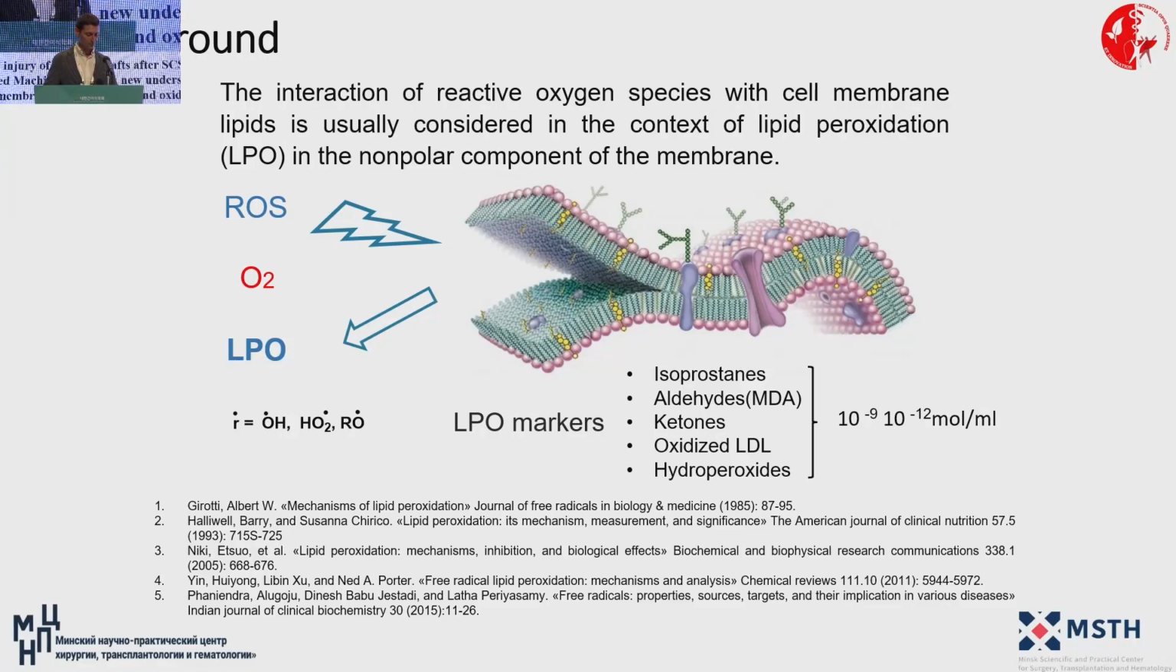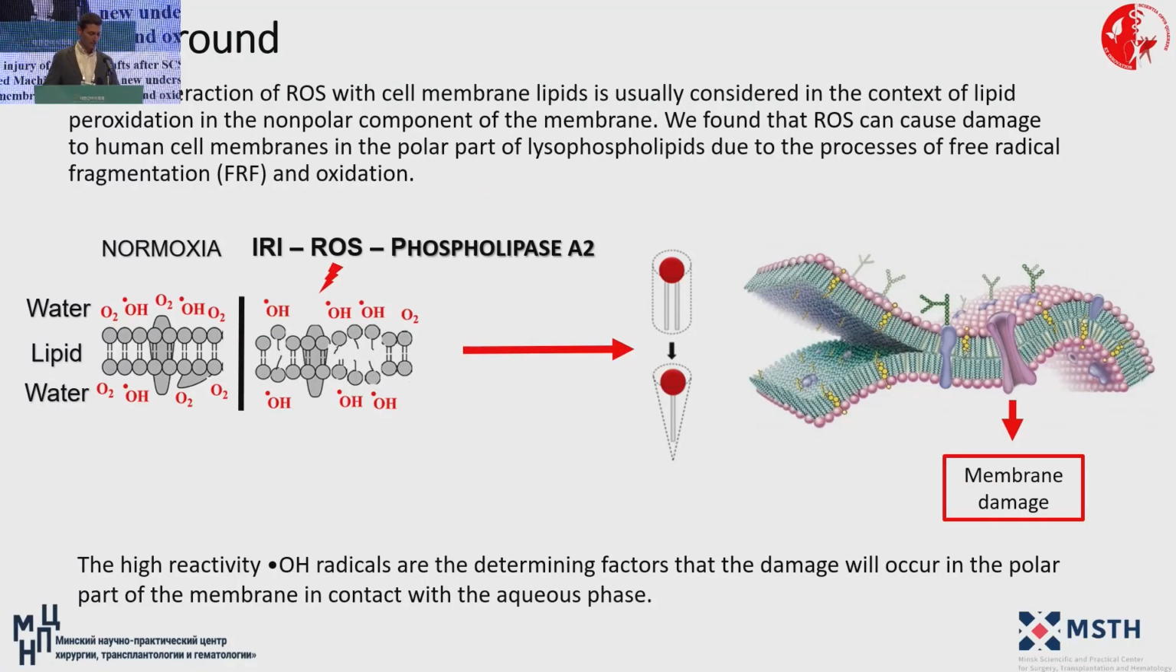The interaction of ROS with cell membrane lipid is usually considered in the context of lipid peroxidation in the non-polar part of the cell membrane. The most commonly used assays for lipid peroxidation assessment are isoprostanes, aldehydes, ketones, and others. The high reactivity and short lifetime of hydroxyl radicals are the determining factor that the damage will also occur in the polar part of the cell membrane in contact with the aqueous phase.